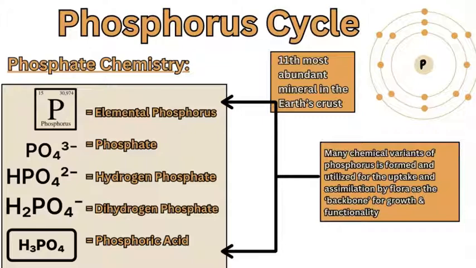It exists as the phosphate ion, PO4 3-, the hydrogen phosphate, HPO4 2-, dihydrogen phosphate, which is H2PO4-, and phosphoric or phosphorus acid, which is H3PO4. Again, these are all variations of phosphorus when you are adding hydrogen and oxygen to the basic element. And this occurs when the phosphorus is reacting with water.